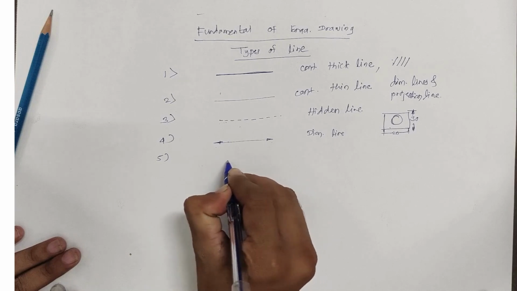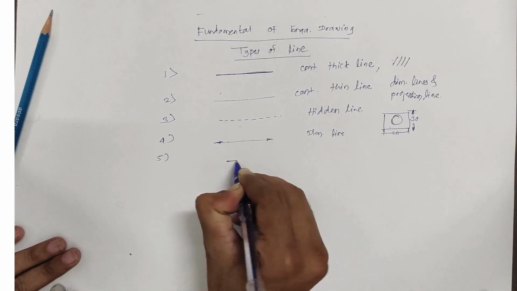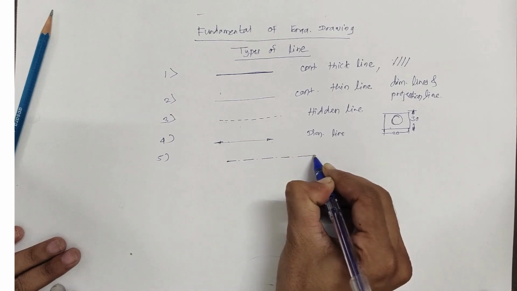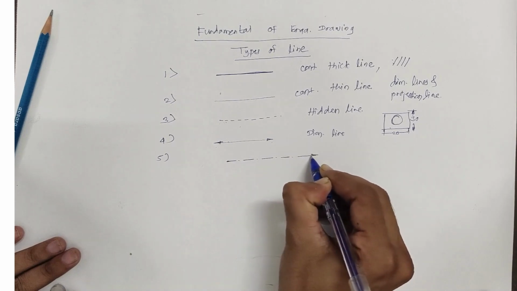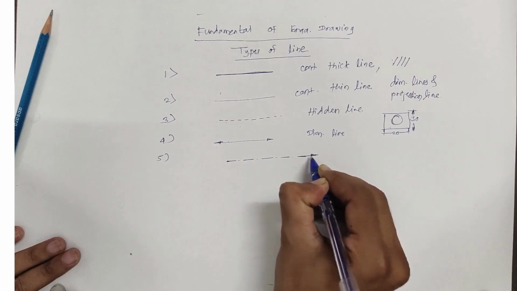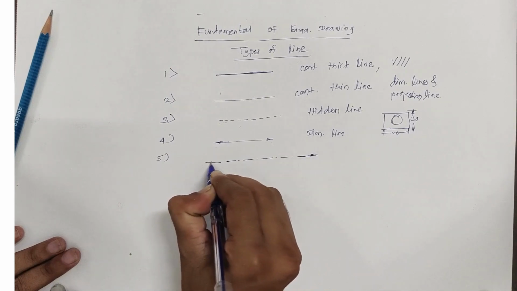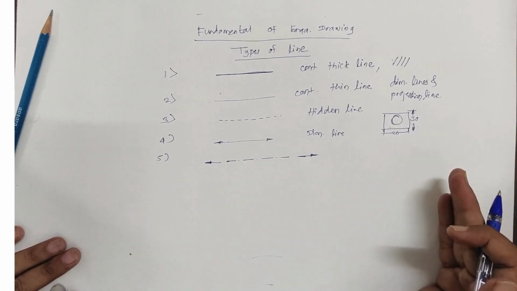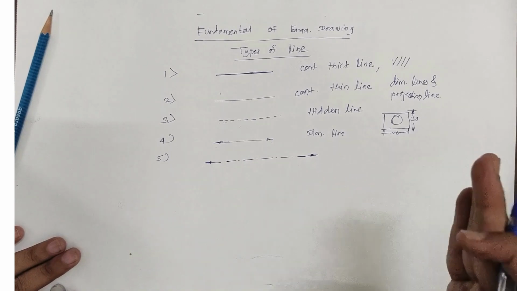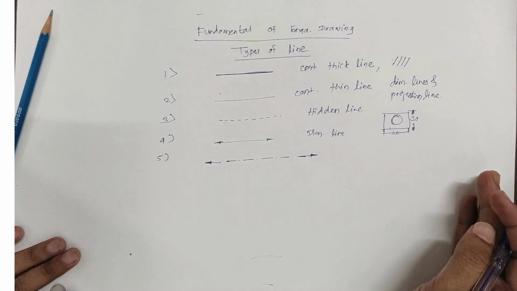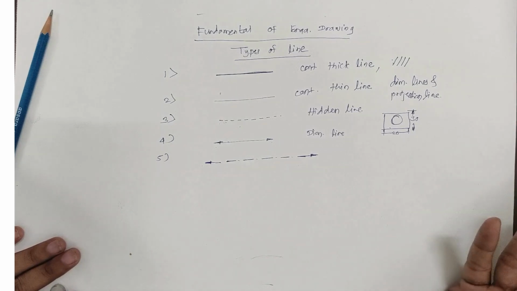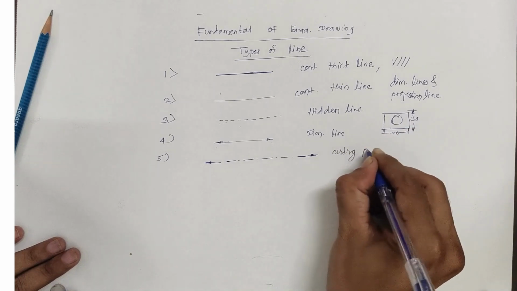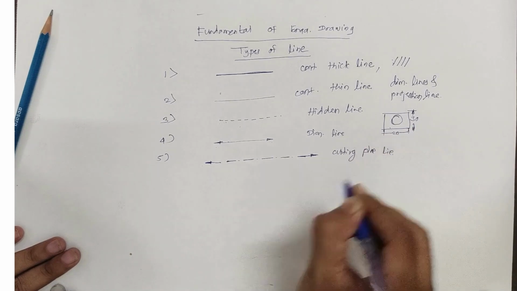Then the next one, which is again very important, is the cutting plane line. It is like a center line, but it should be dark at the end. We'll discuss the center line after that. The cutting plane line shows the cutting portion, so from where to cut that portion, and we have to draw the sectional front view and sectional top view according to this line. So that is the cutting plane line.